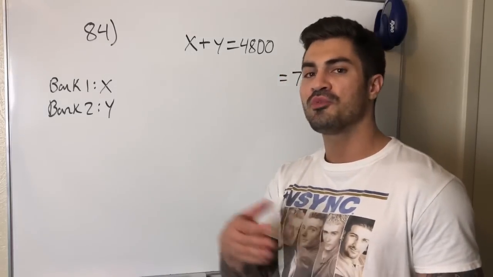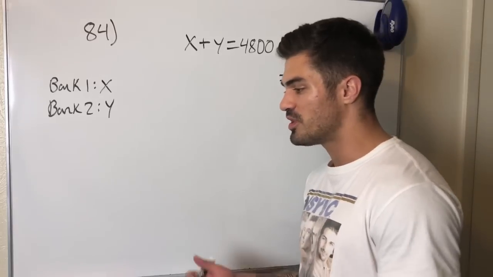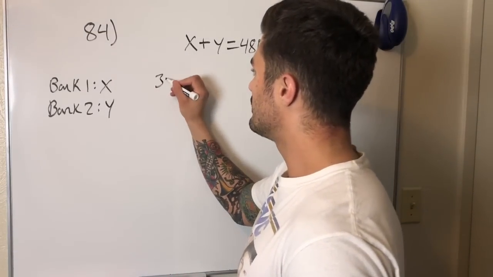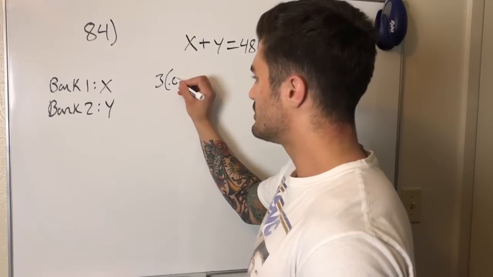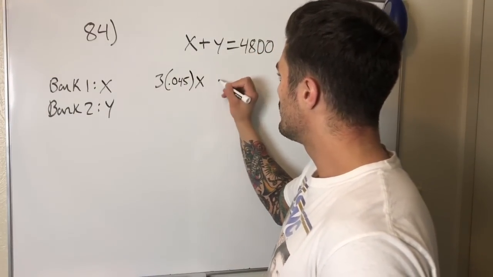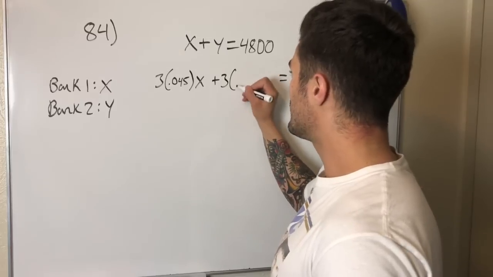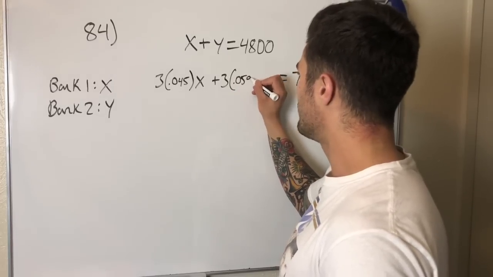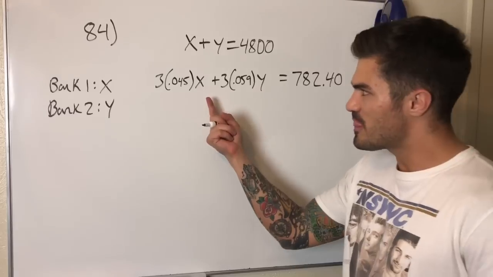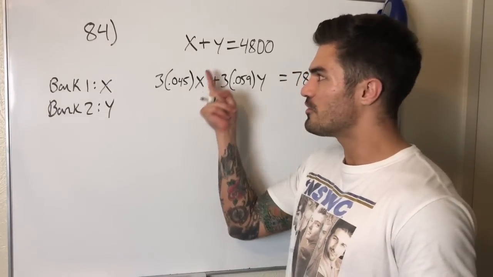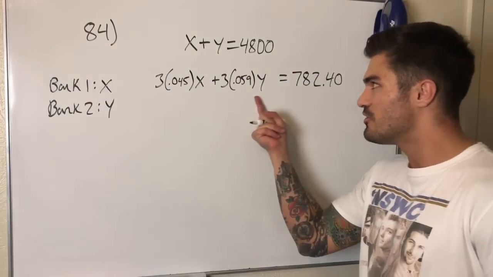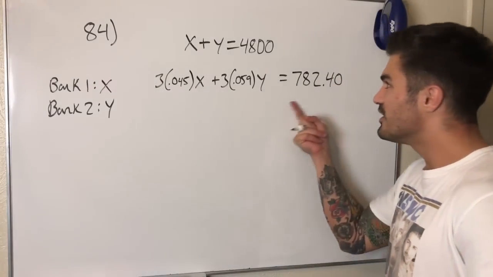But we're going 3 years, so we need to take that and multiply by 3, right? So we have 3 times 0.045x, plus 3 times 0.059y. So again, the 0.045x, that is the interest paid in 1 year from a loan from Bank 1, but we're going 3 years. And then this is for Bank 2 for 3 years, and this is the total interest.